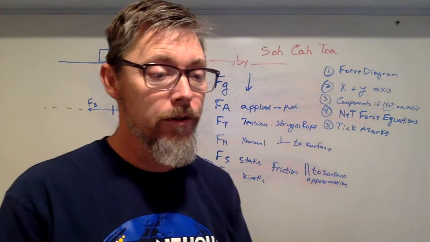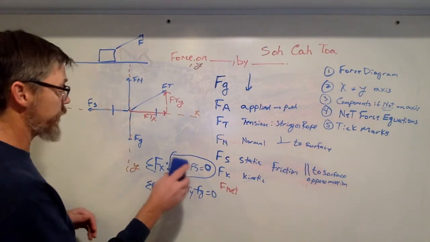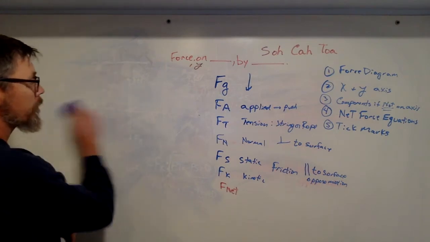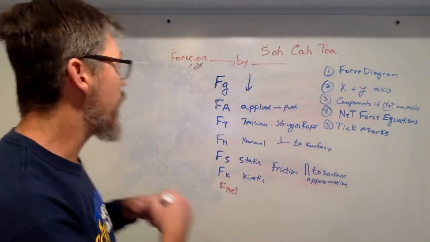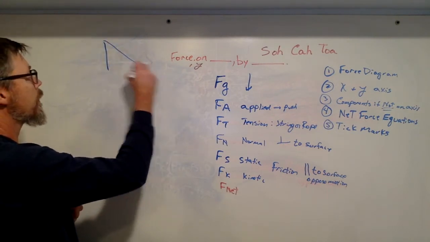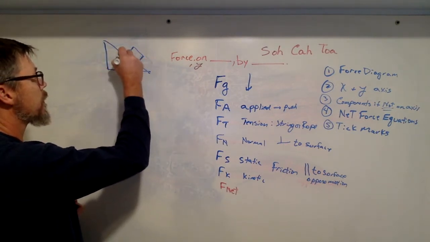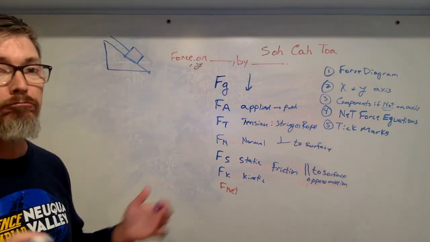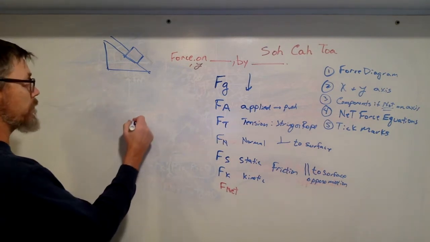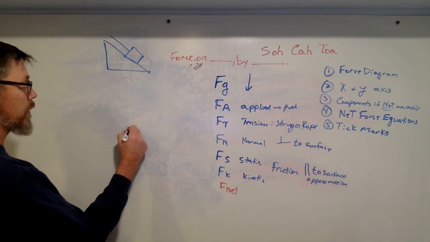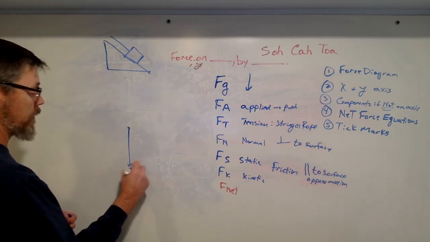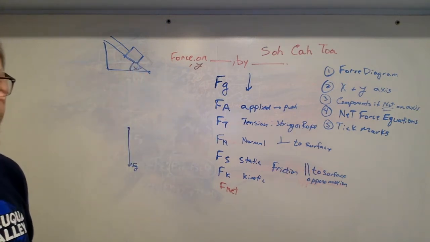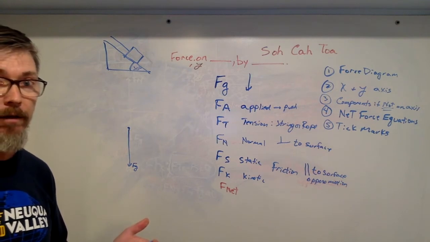Okay, let's do one more, box on ramp this time. Same steps. So this time we've got a ramp with a box, and let's say there's a string holding it up. No friction. Okay, so draw your force diagram. Fg is always down. And just to make it more interesting, I'm going to say the ramp makes a 30-degree angle, because I think it's important to work the angle into our final thing.